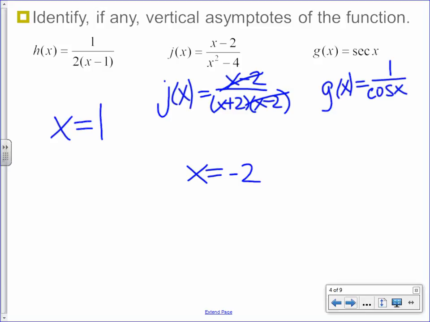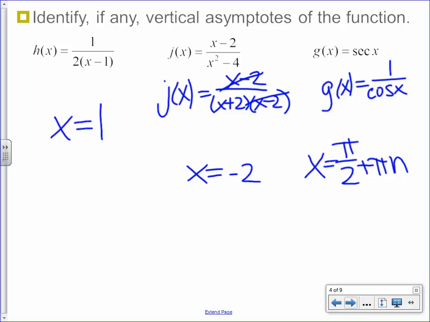Where is the cosine 0? Pi over 2 and 3 pi over 2 and 5 pi over 2, over and over again. So pi over 2 is where we have an asymptote, and then it happens every pi. Right? Okay.